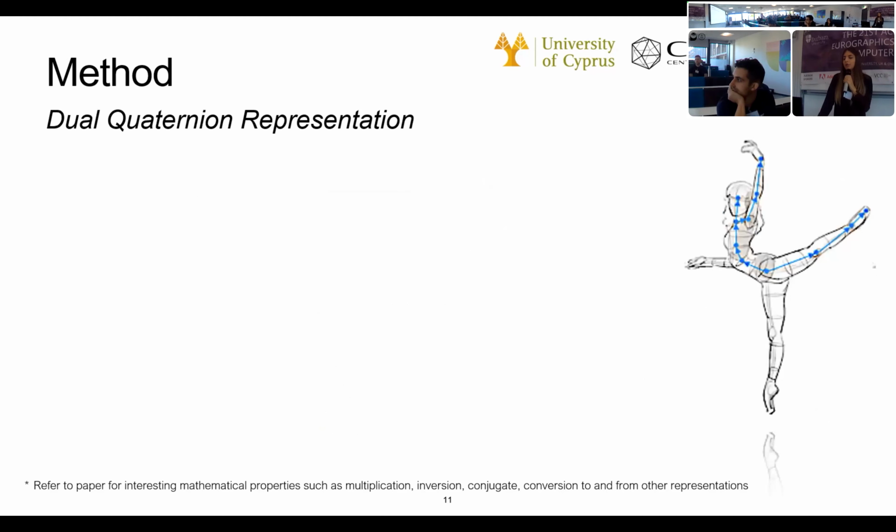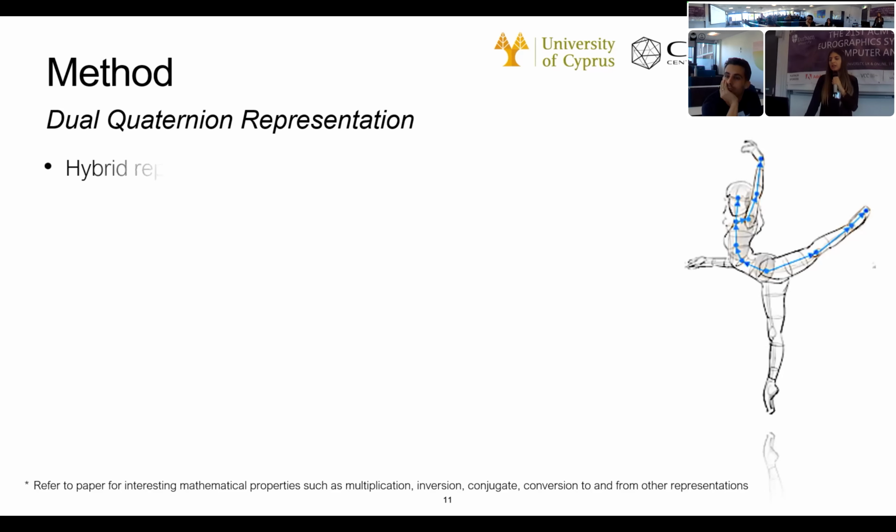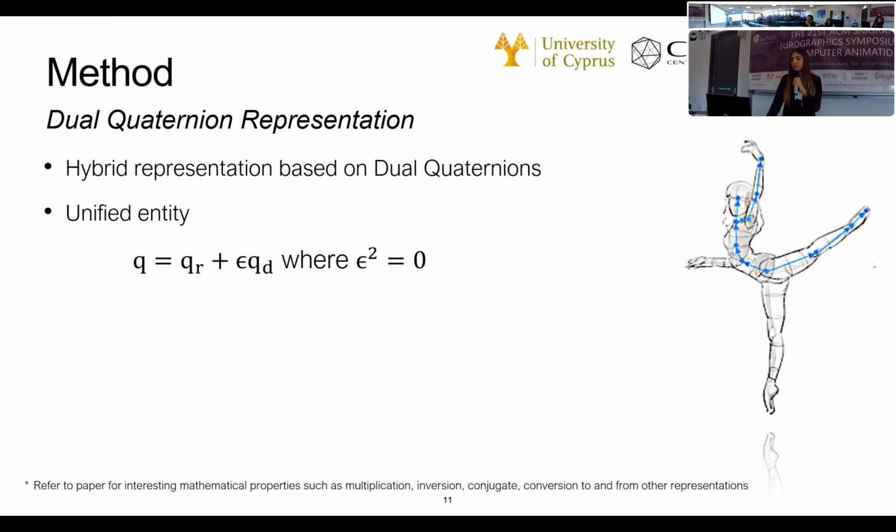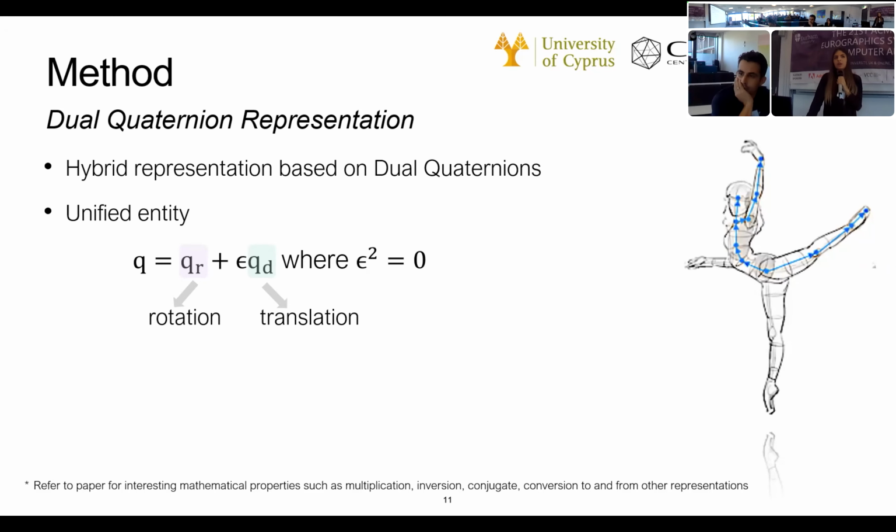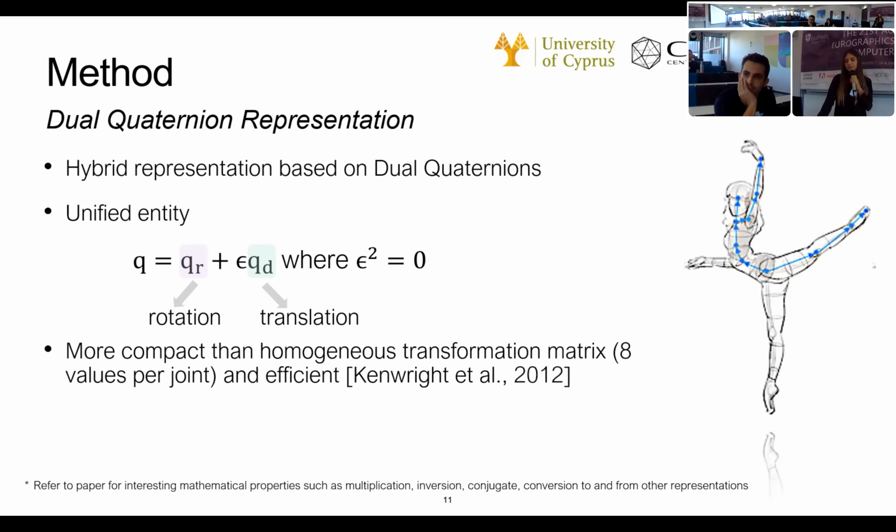In this work, we propose a hybrid representation for human motion modeling with deep learning. Our representation is based on dual quaternions, which unify the rotation and translation information as one entity using the relation q = q_R + ε q_T. Compared to homogeneous transformation matrices, which require 16 values to express the same information, dual quaternions only require 8. Therefore, according to Kenwright, they are the most efficient and compact way of representing rigid transforms.